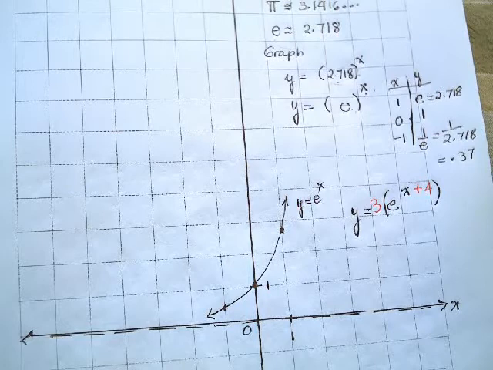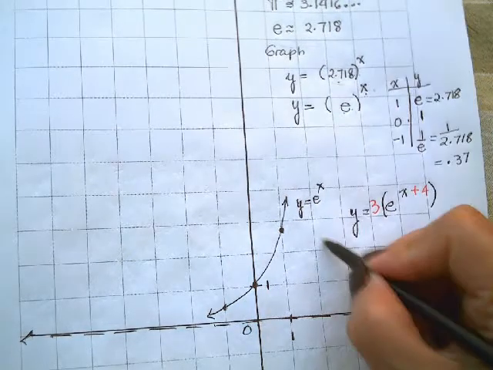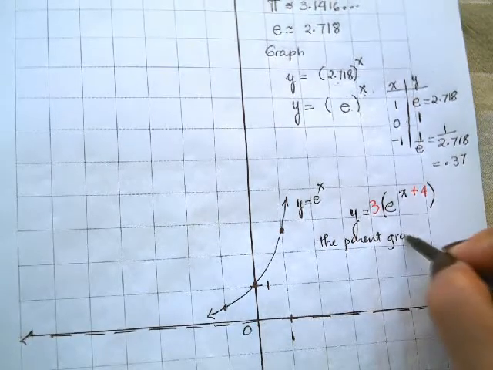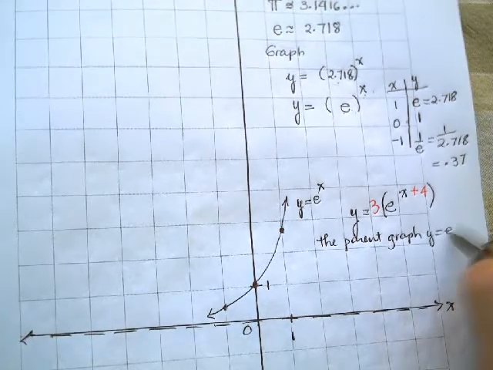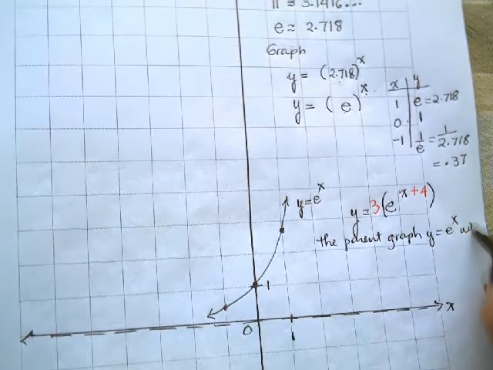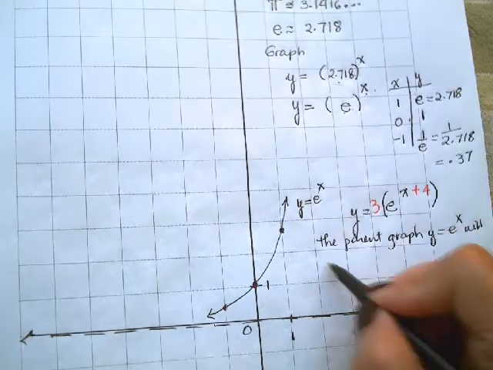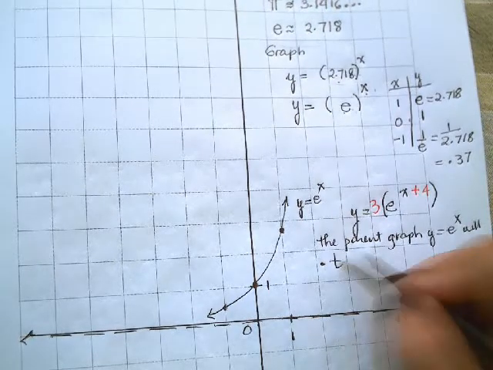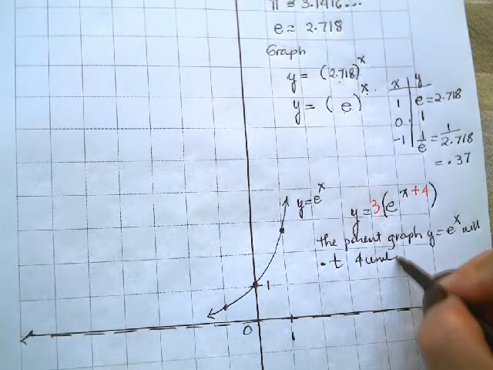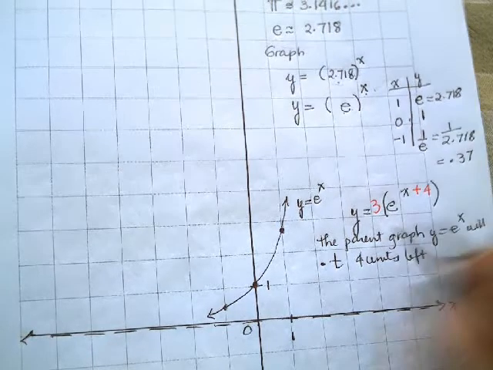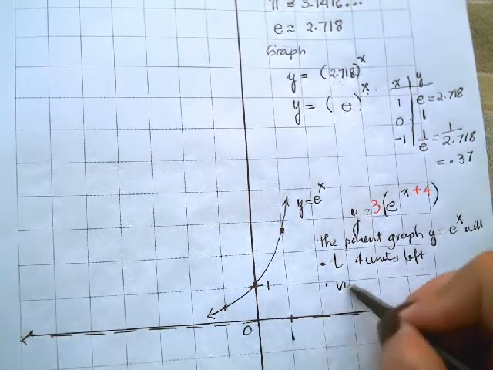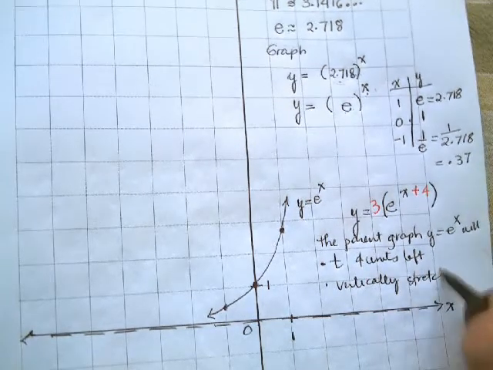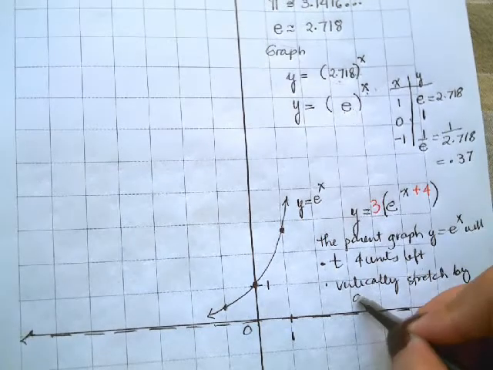I hope you did. The parent graph y equals e to the x will, first, translate 4 units to the left, and then the 3 will vertically stretch it by a factor of 3.